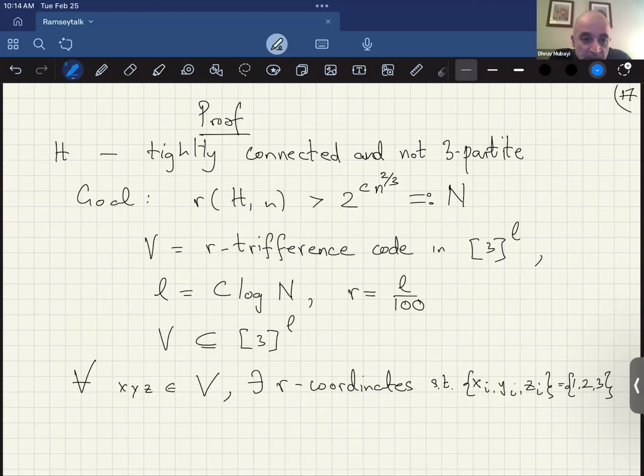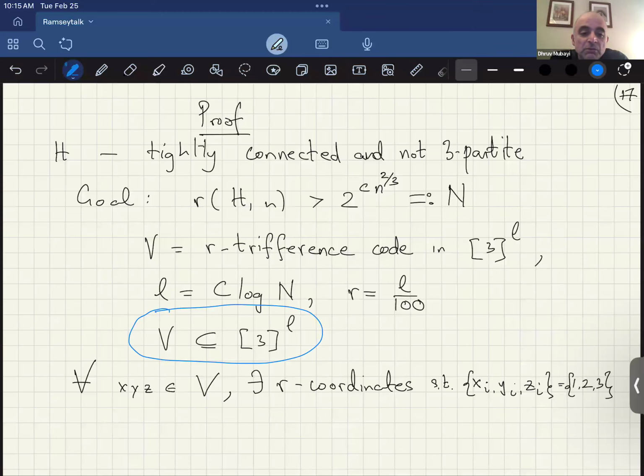Great. So I give you a construction. You give me your favorite tightly connected, not 3-partite hypergraph. I won't draw it because it's a bit complicated to draw. I give you a construction on capital N vertices, which doesn't contain this H and has no clique. Okay, so there are some parameters, R and L. Don't worry too much about them. They have some relationship to each other, but the vertex set of my hypergraph will be sequences of length L with entries 1, 2, and 3. So the vertex set will be this, but not all sequences.